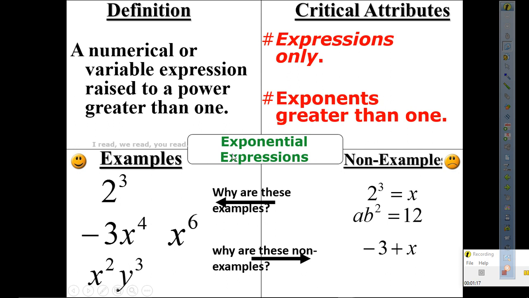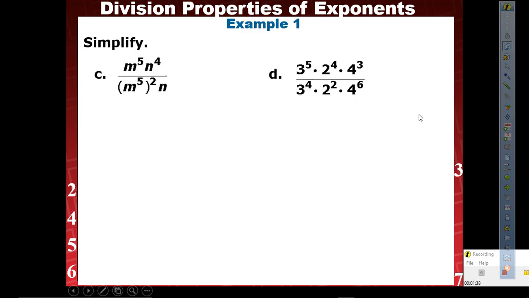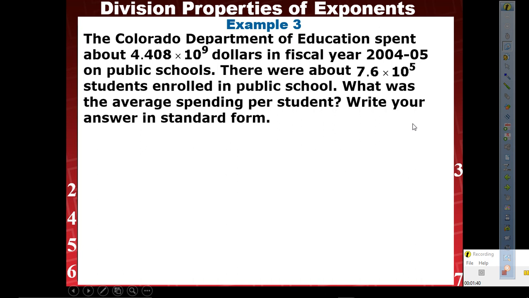And, of course, we need to use the appropriate property, but at the end we also need to simplify as much as we can, okay? So with that said, like I said, we went over quotient of powers. We did some of the examples like these. We can apply them to word problems.